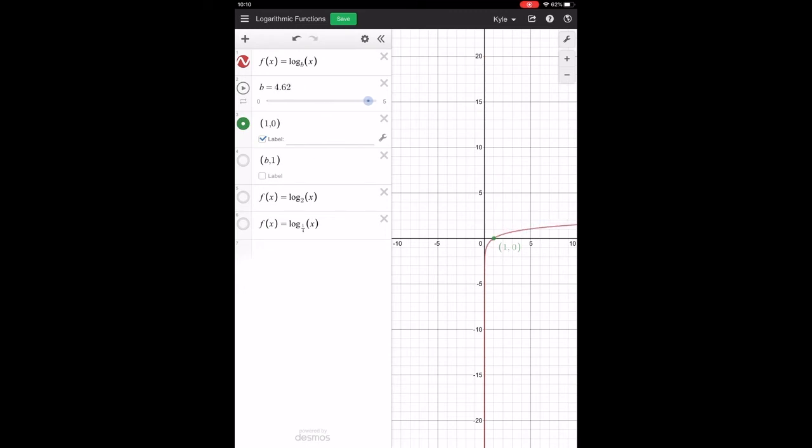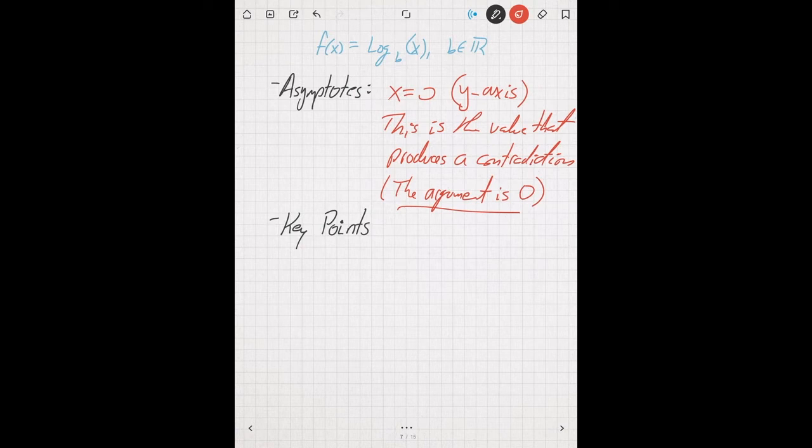And why is that? Well, keep in mind, when I take the logarithm of any base and I plug 1 in for the argument, that equals 0. Why is this true?